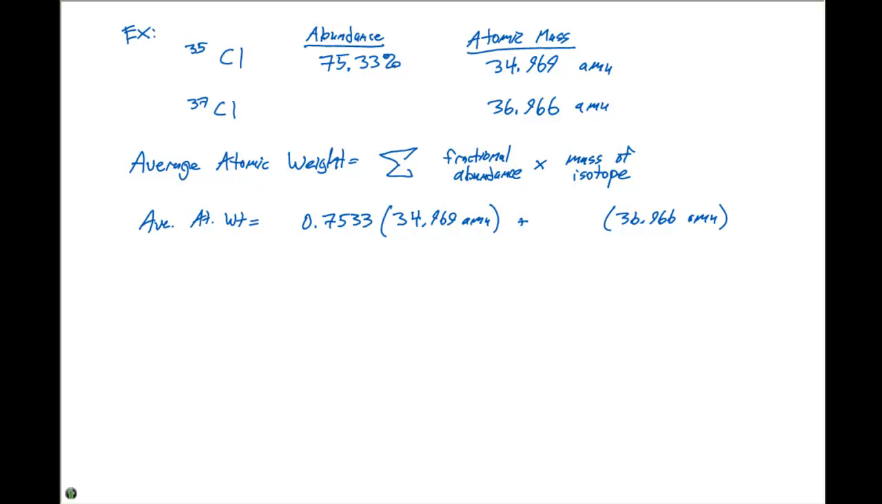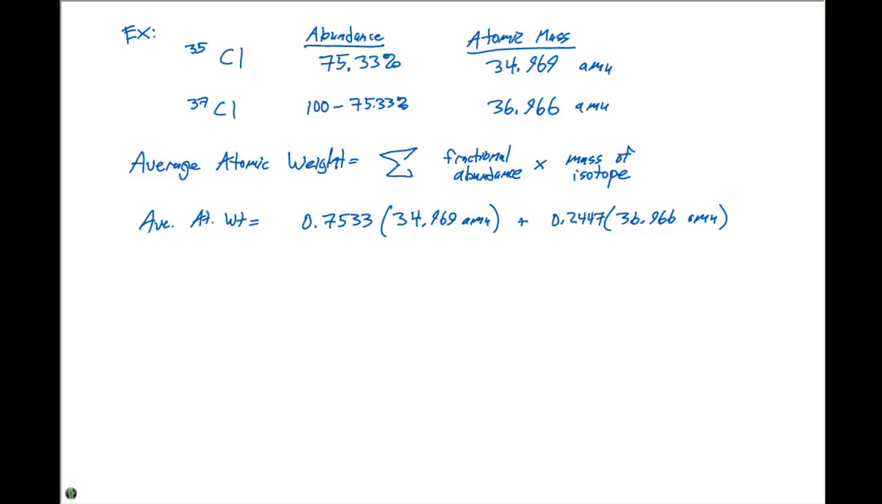We're not given an abundance of these isotopes, but if we know that chlorine only has two isotopes, all of the abundances have to add up to 100%. So that means that the percentage of the abundance of the second isotope is going to be 100 minus 75.33%. This gives 24.47%, or as a decimal, 0.2447.